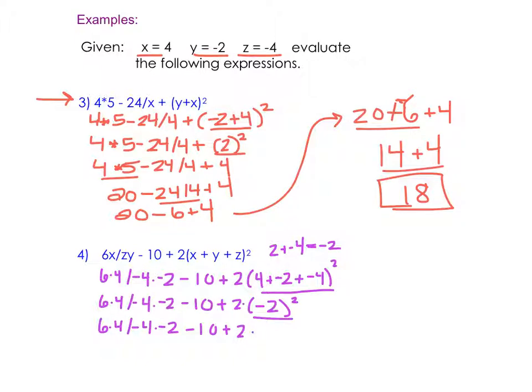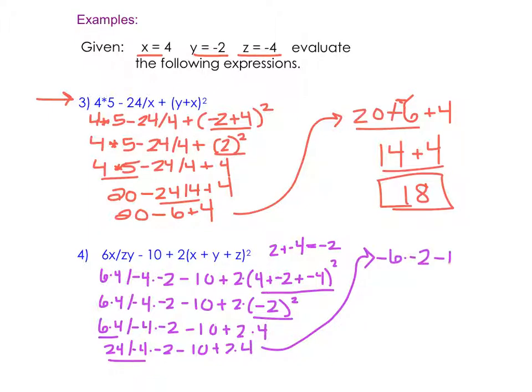Now when these parentheses are smushed up to a number, that's implied multiplication. So I can add that now in there. Now I'm going to do multiplication and division from left to right. So this first one becomes 24. This second one, 24 divided by negative 4, is negative 6, and I'm going to rewrite that line here. So I have negative 6 times negative 2 minus 10 plus 2 times 4.